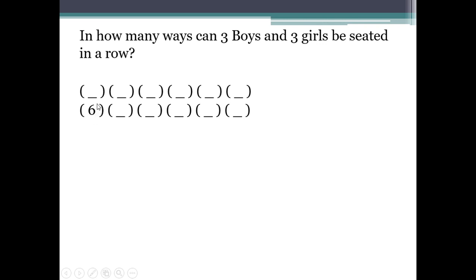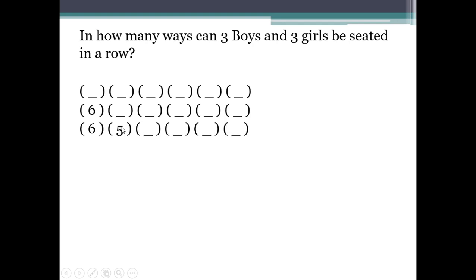people who can sit in this first chair. You can start from the left or from the right, or really any chair. So for this chair, 6 persons can sit there, because we have 3 boys and 3 girls. And then for the next one, since one has already sat down, 5 persons can sit in the second chair, or whichever chair we choose.